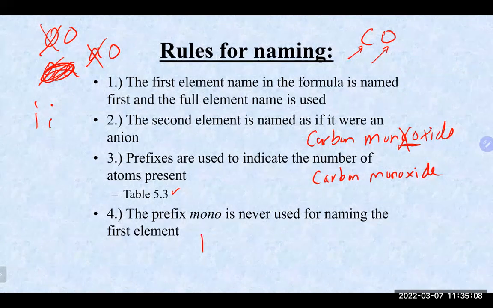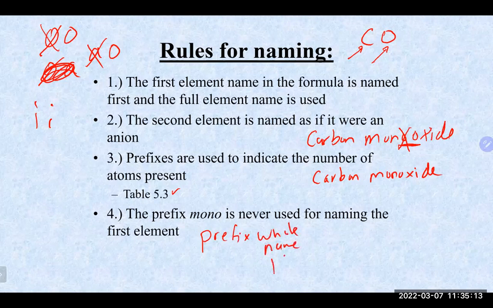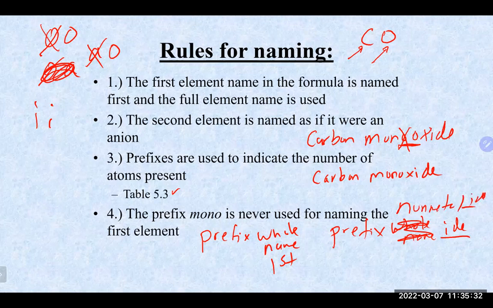How we name it is pretty much like I said. You're going to use the appropriate prefix if necessary, the whole name of the first element, and then the prefix with the non-metal name that has the IDE at the end. The nice thing about these is you really don't have to figure out charges or balancing things. You pretty much just need to write what's there.